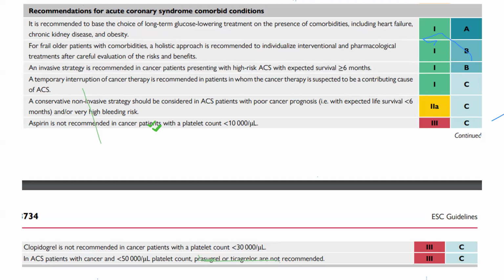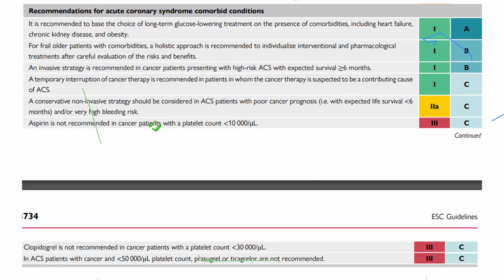Class 1 recommendation. An invasive strategy is recommended in cancer patients presenting with high-risk ACS with expected survival of greater than or equal to 6 months. So the idea here is if the life expectancy is lower than 6 months, then your invasive approach may not offer the best outcome in terms of benefit against risk and cost. So that should inform the decision.